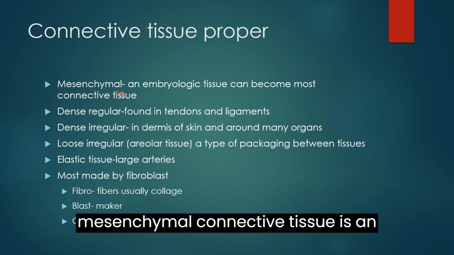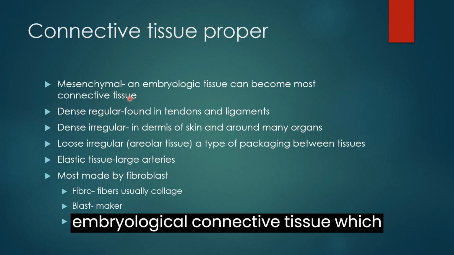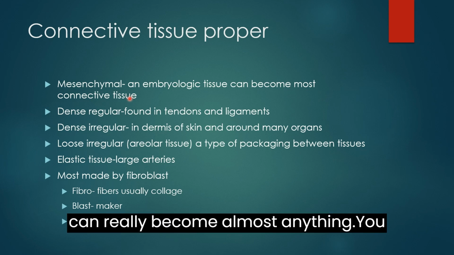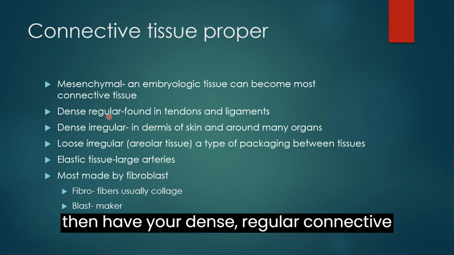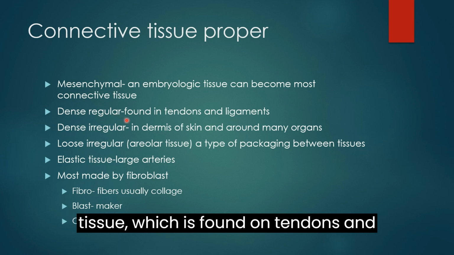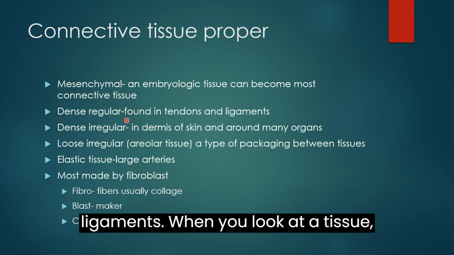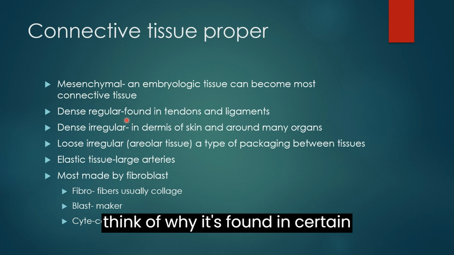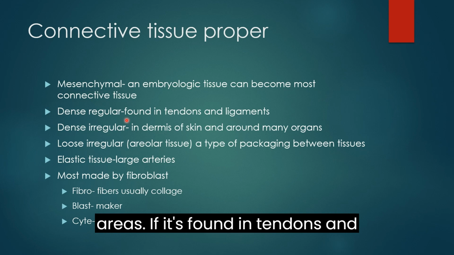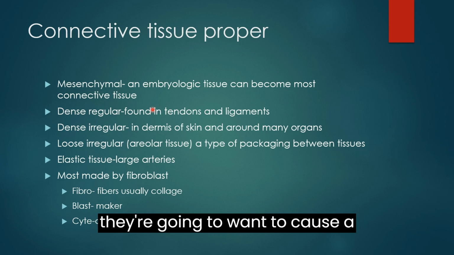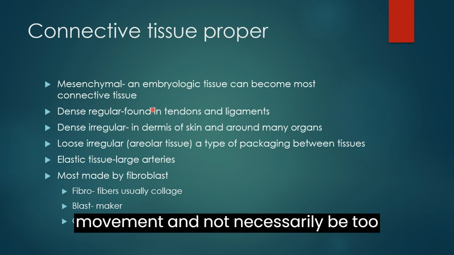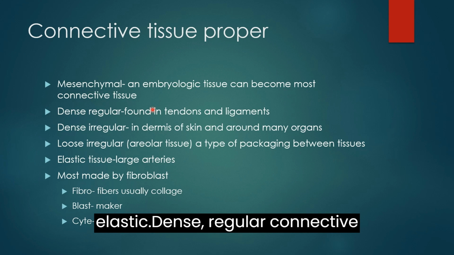Mesenchymal connective tissue is an embryological connective tissue which can really become almost anything. You then have your dense regular connective tissue, which is found in tendons and ligaments. When you look at a tissue, think of why it's found in certain areas. If it's found in tendons and ligaments, usually this means that they're going to want to cause a movement and not necessarily be too elastic.